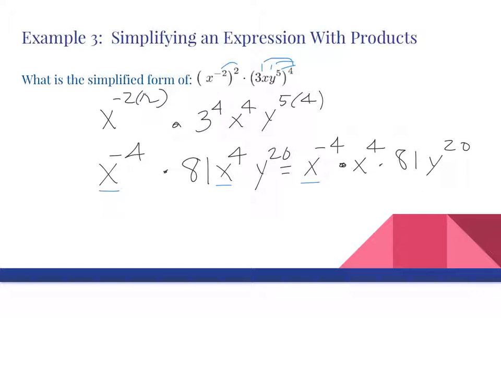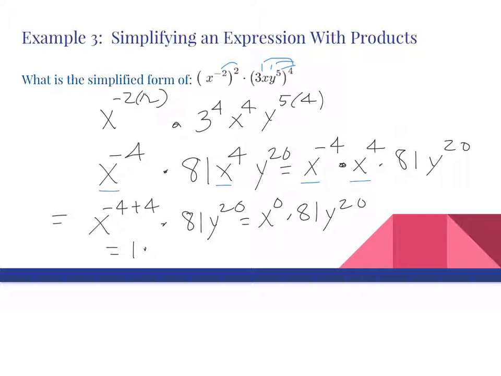Again, since bases match, we add their exponents. And so we have x to the negative 4 plus 4 times 81 y to the 20th. Negative 4 plus 4 is 0. And so we have x to the 0 times 81 y to the 20th. Finally, or almost finally, anything to the 0 power is 1, except for 0 of course, times 81 y to the 20th, and anything times 1 is what it is, so we end up with 81 y to the 20th.